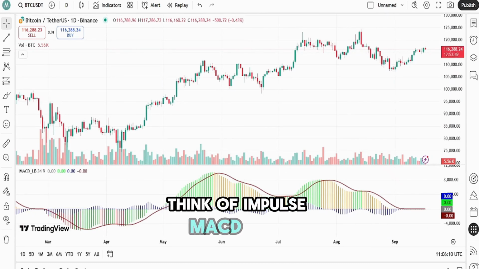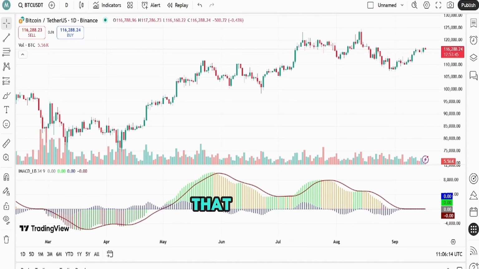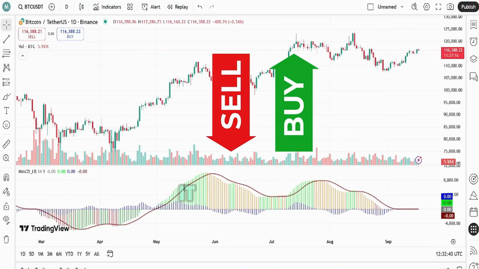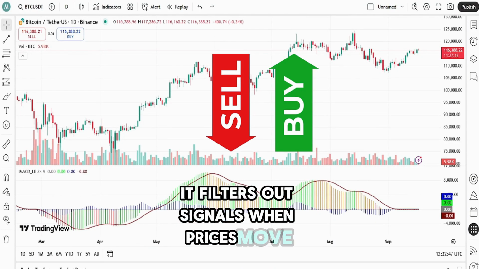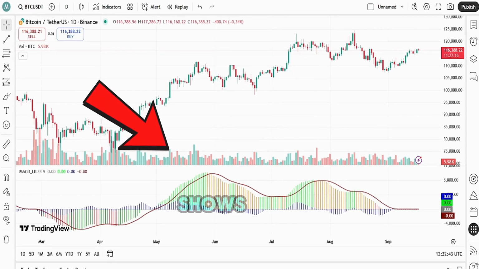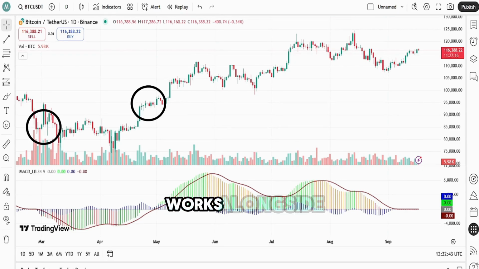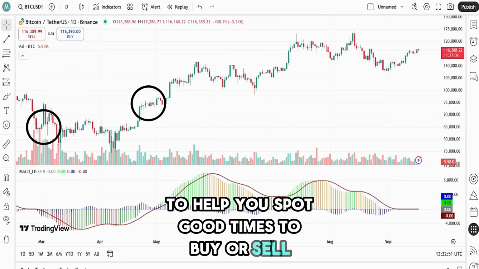Think of Impulse MACD as a smarter MACD that helps reduce false signals when the market isn't moving much. How is it different? It filters out signals when prices move sideways. Shows up as bars on your chart, like a histogram. Works alongside the normal MACD bars to help you spot good times to buy or sell.